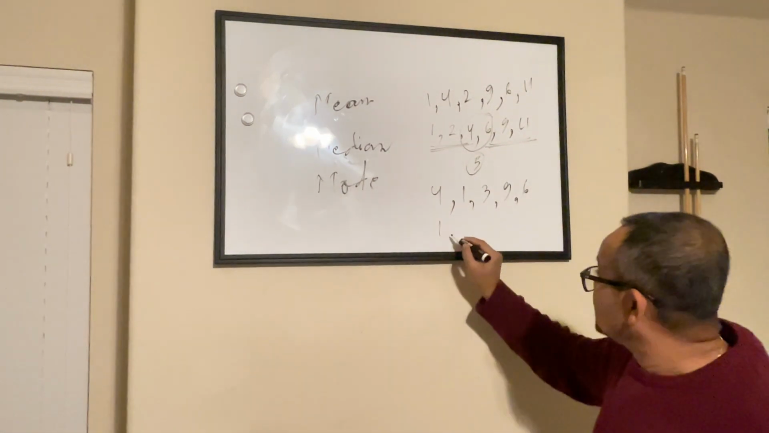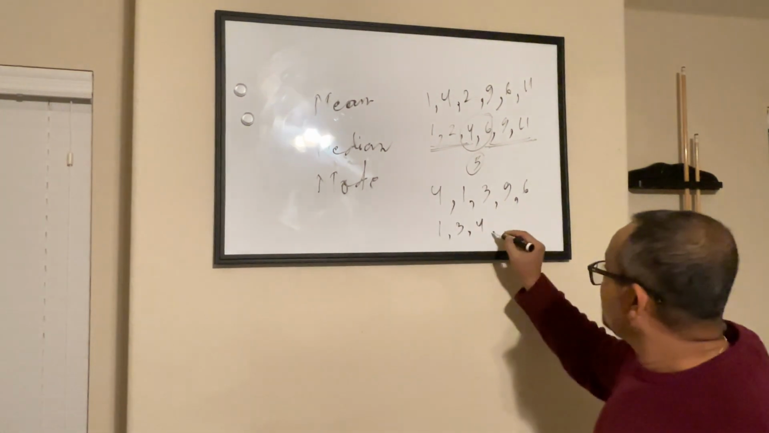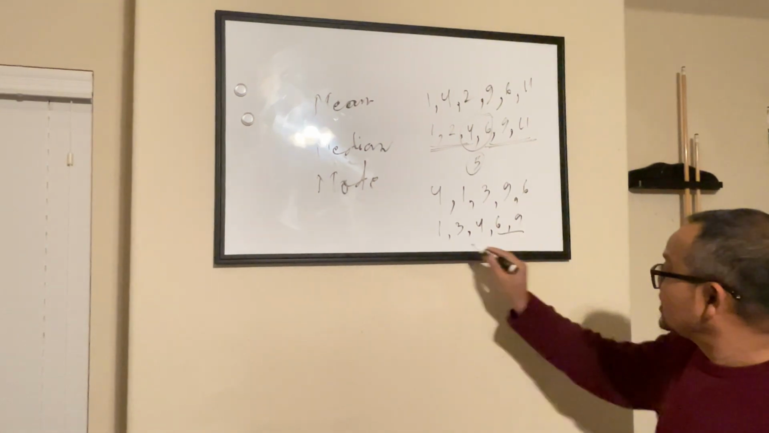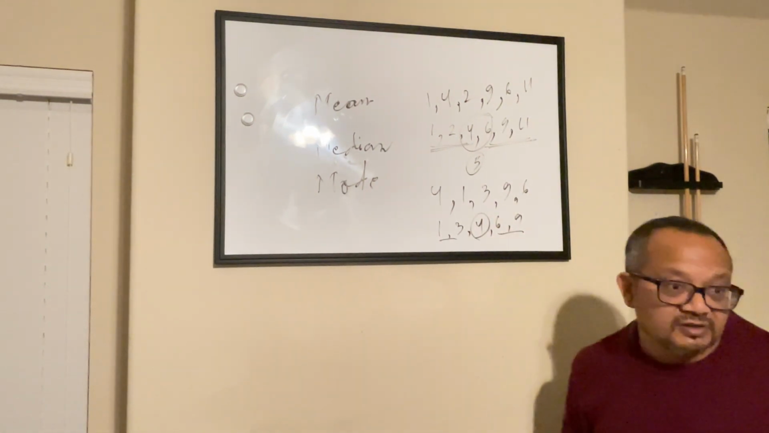Same thing. You'll have to arrange them in ascending order. 4, 6, 9. Pick up the middle number. Here it's easy. To this side, to this side. This is the middle number. This is your mean. This is your median.